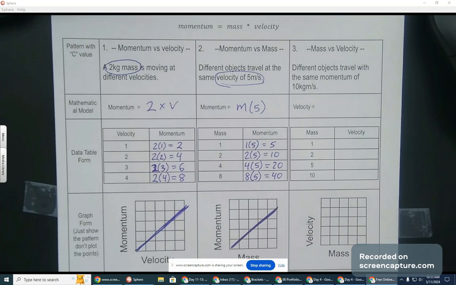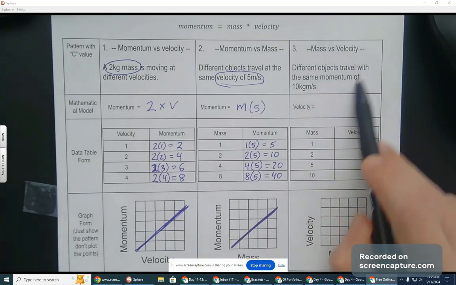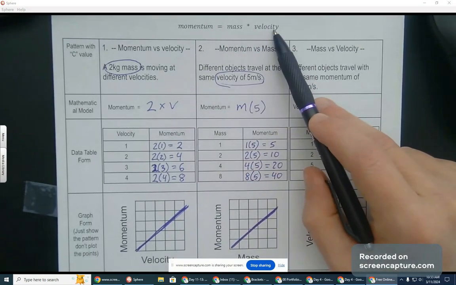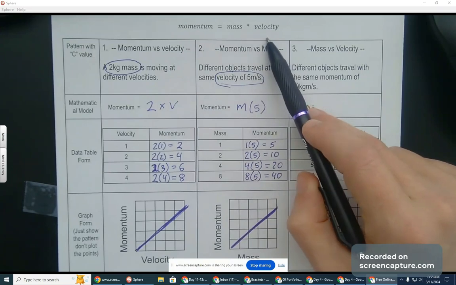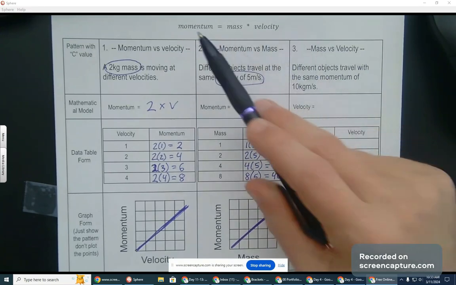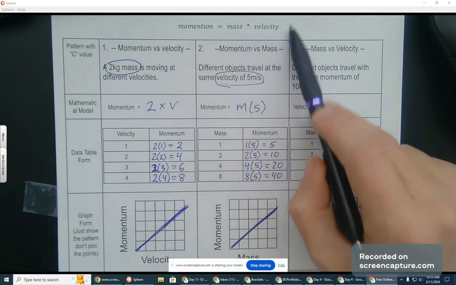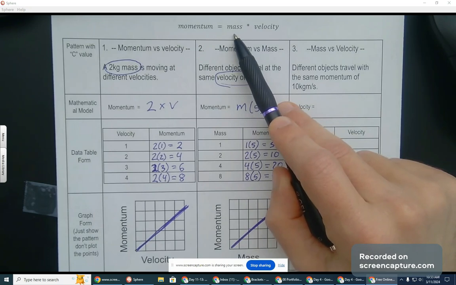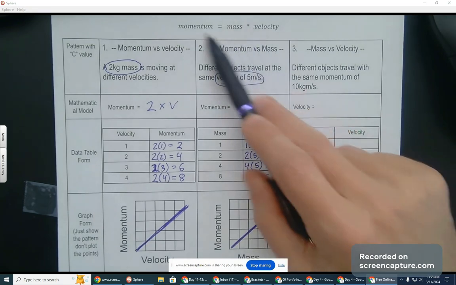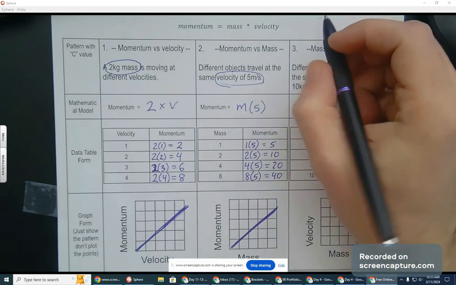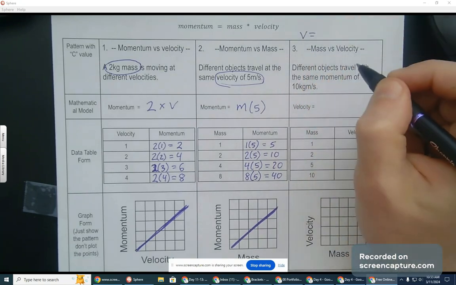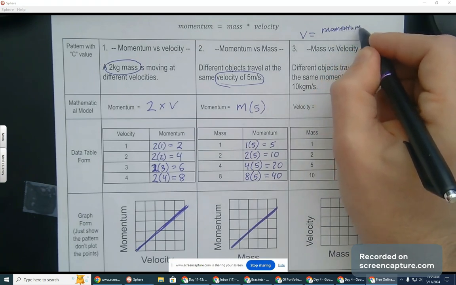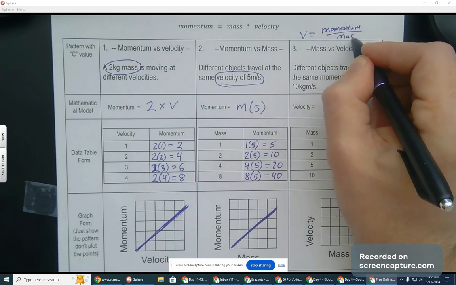All right, next part. This time we have velocity equals, and we're thinking, okay, what is going on? We've got momentum equals mass times velocity. Well, I knew how to solve it when momentum was what I was trying to find, but this time I want velocity by itself. But it's being multiplied by this pesky mass. So what I want to do is divide both sides by the mass. And so my equation will look like velocity equals momentum divided by mass.